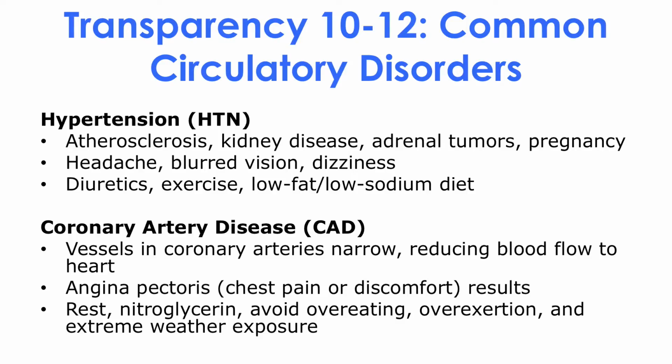So what happens is it reduces the blood flow to your heart. And when there's a reduction in blood flow to your heart, that's a reduction of oxygen, okay? So what happens when somebody has a coronary artery disease? Angina pectoris, also known as chest pain or discomfort, may result. Some of the best ways to treat that are rest, nitroglycerin, whether it's a sublingual nitroglycerin or a patch nitroglycerin as well. Avoid overeating, overexertion, and extreme weather exposure. So when talking about avoid overeating, it's very important to do that.